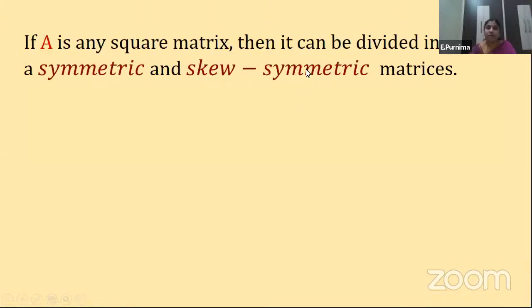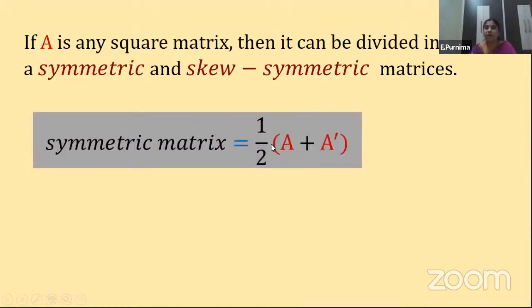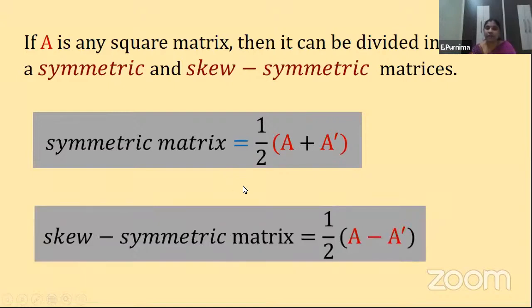And any matrix can be divided into a symmetric and a skew symmetric matrix. The symmetric part is given by half into A plus A dash, and the skew symmetric part is half into A minus A dash. If you do half into A plus A dash, you will get the symmetric part of the original matrix, and if you do half into A minus A dash, you will get the skew symmetric part of the original matrix. Clear, children? These are the things you have learned in the last session.